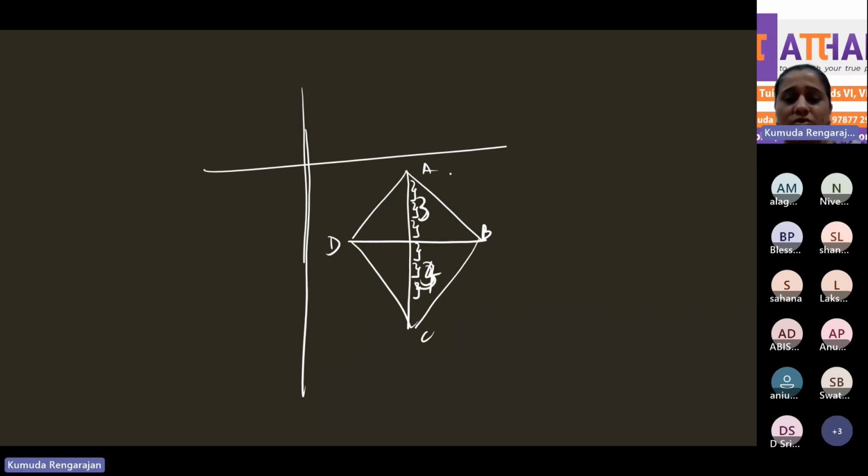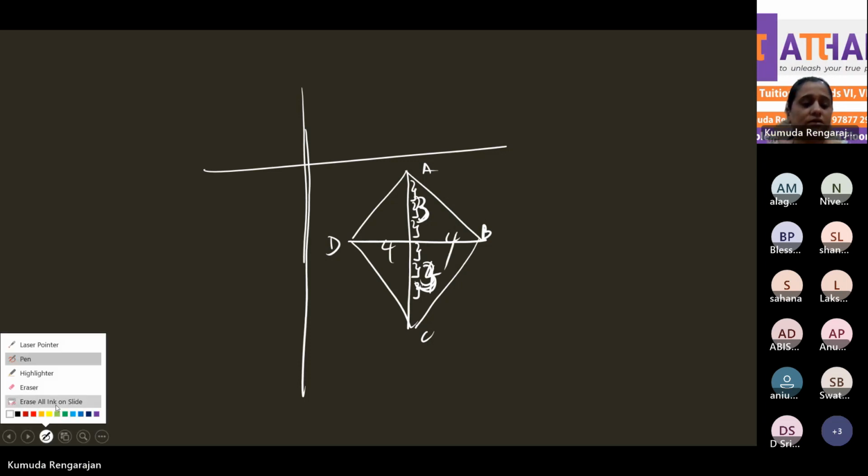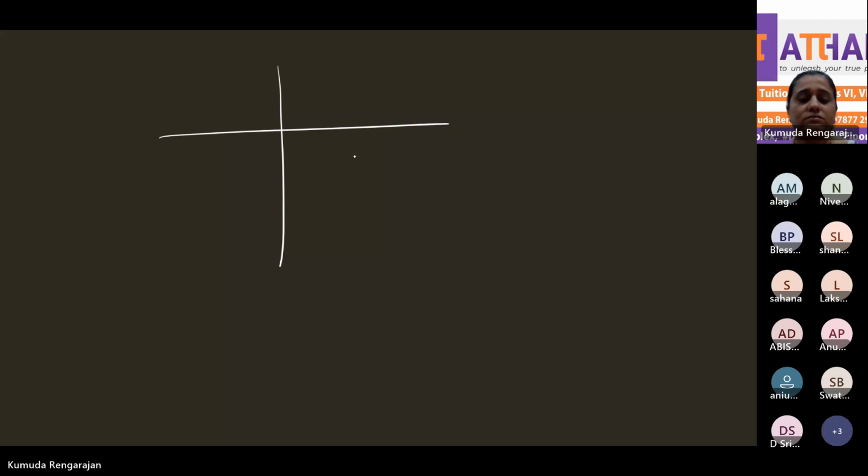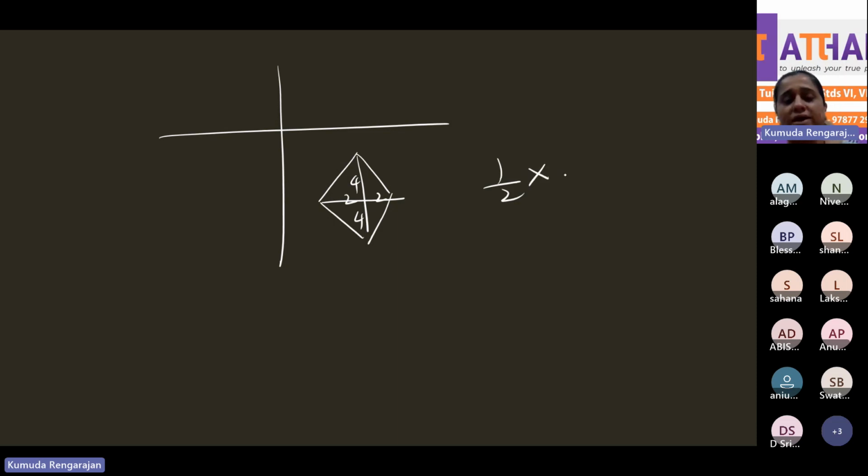Mine is just a rough figure, so ignore that. If it's 3 here, it'll be 3 here. If it's 4 here, it'll be 4 here also. If it's 2 here, it'll be 2 here also. So half into product of diagonals. This diagonal is 8 units into this diagonal is 4 units.